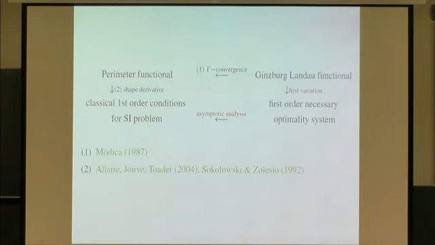Classically, in general, methods use boundary variations and compute the shape derivative to arrive at the classical first order conditions with the regularization of the perimeter functional. What we do in our phase field approach is approximate the perimeter functional by the Ginzburg-Landau functional, and then rigorously derive the first order necessary optimality system. This is what I'm going to talk about in this talk, together with some numerical results. But we also, via formally matched asymptotic expansions, recover the first order conditions for the sharp interface model.